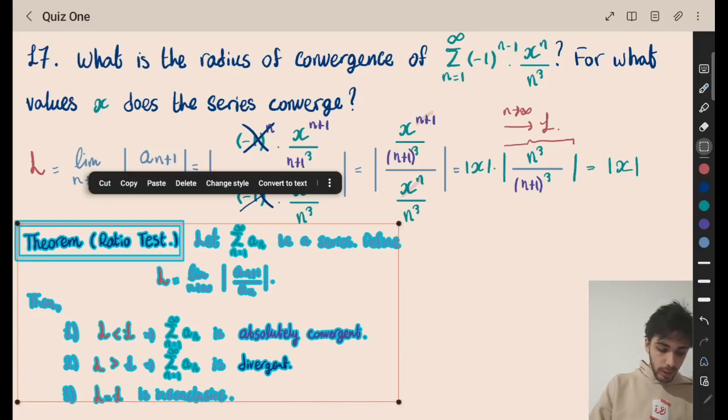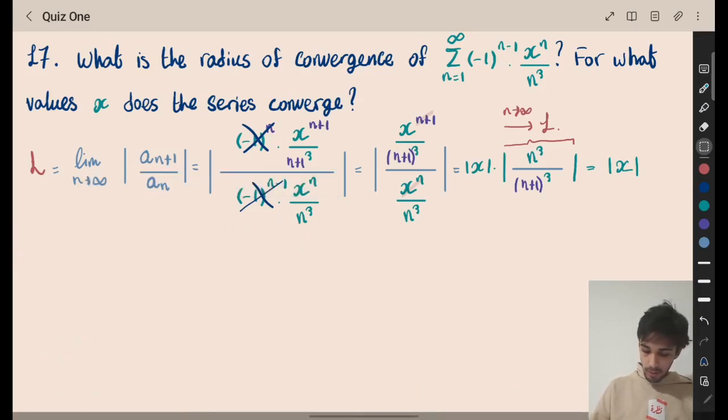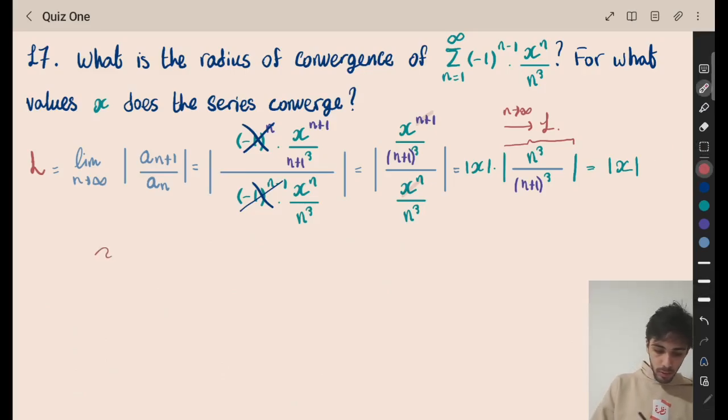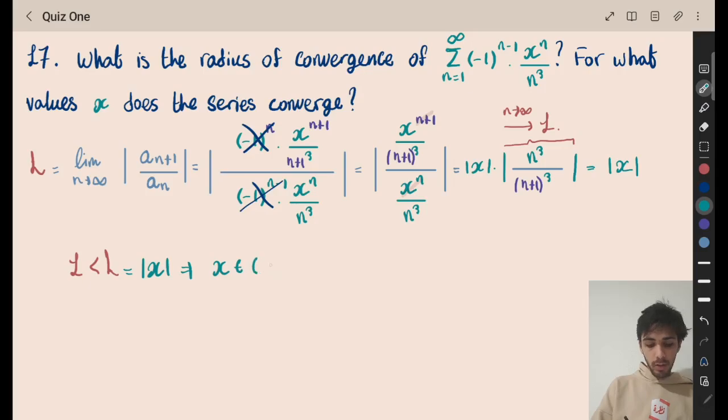In other words, we would like L to be less than 1. I think we can agree on this. And on the other hand, L is equal to the absolute value of x. And therefore, the absolute value of x needs to be less than 1. Or in other words, x needs to be in the interval from -1 to 1, the open interval. And in fact, this answers the first question we have regarding the radius of convergence.